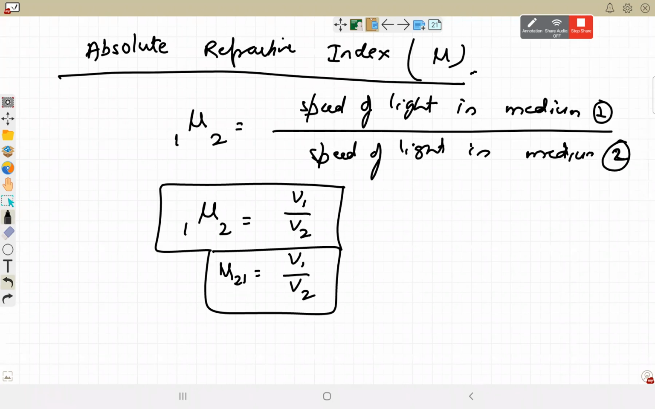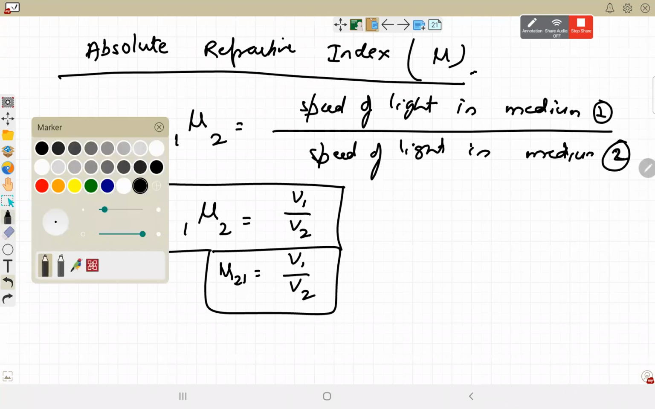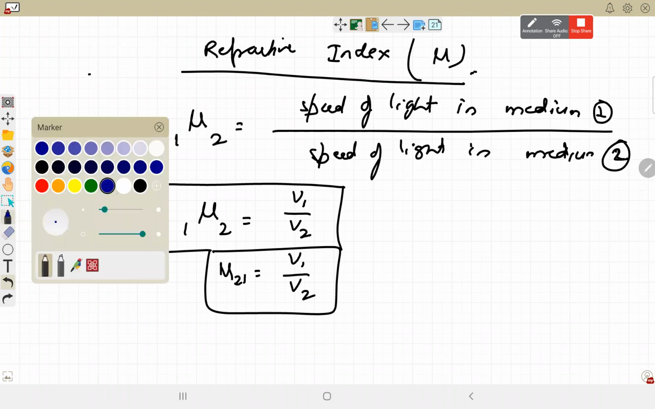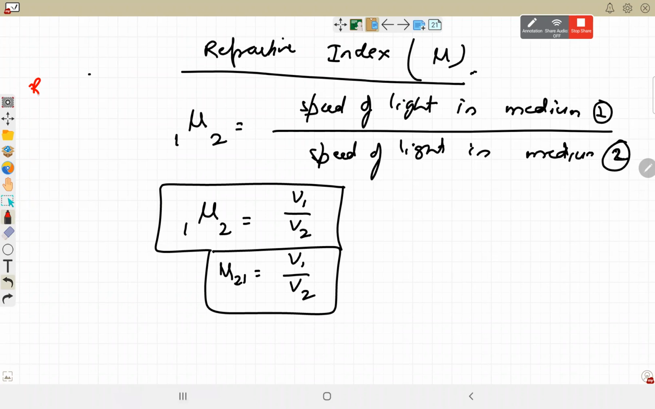तो जो हमने वहां पे कैलकुलेट किया था sin I by sin R, अब यहाँ पे ये mu 2 1 की जो हम बात कर रहे हैं, this is for relative refractive index. जब absolute medium की refractive index की बात करेंगे, absolute refractive index is speed of light in vacuum or air to speed of light in that medium. This is refractive index of medium 2 with respect to 1.